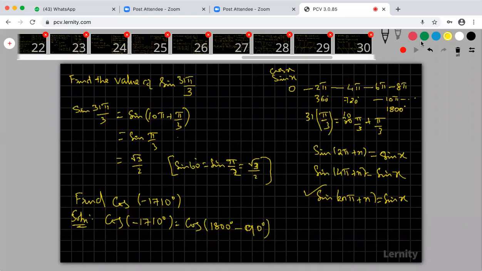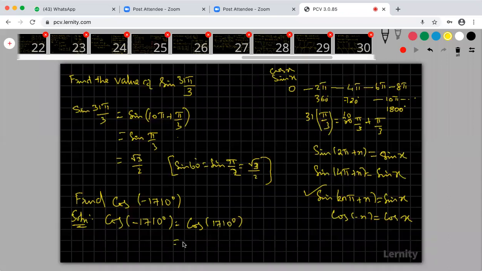Okay, before writing that, we'll explain one more thing. This is cos of 1710 degree. What about this minus? We have another formula: cos of minus x is cos x. Therefore, cos of minus 1710 degree can be written as cos of 1710 degree.